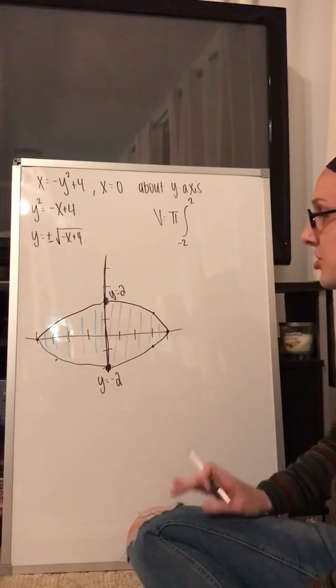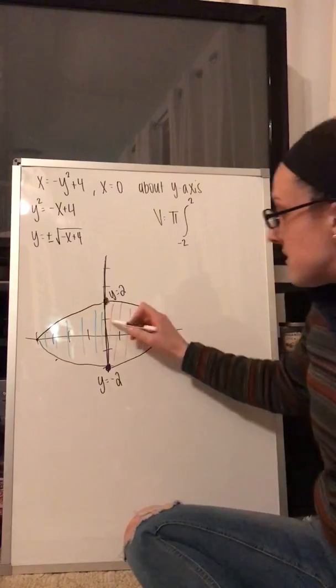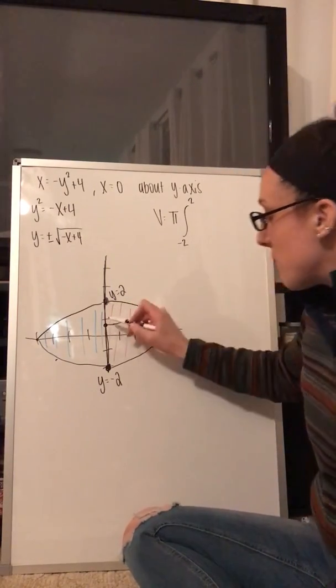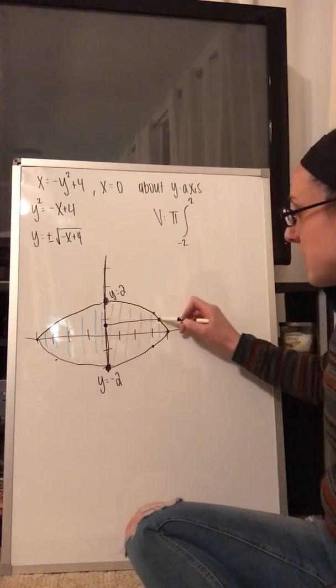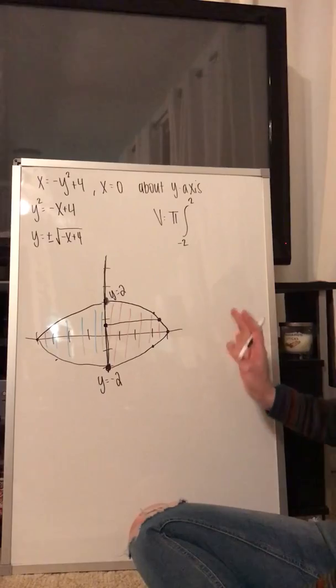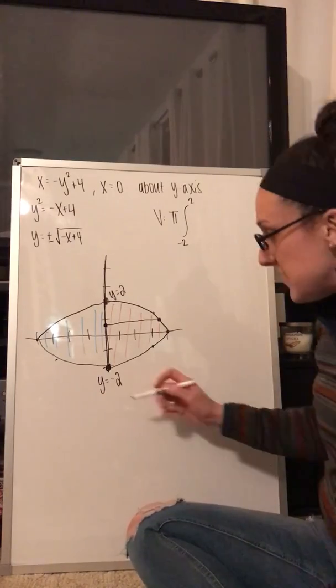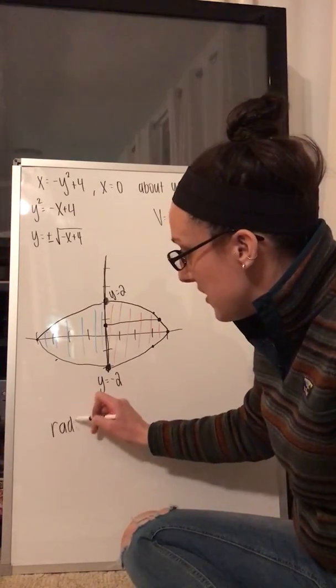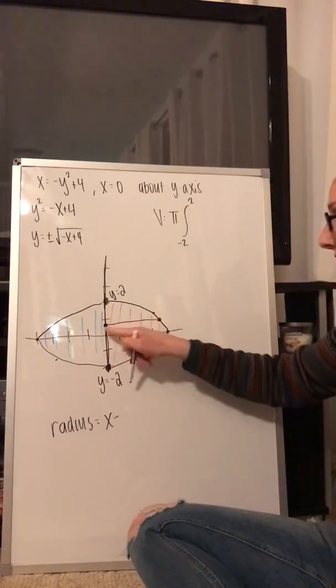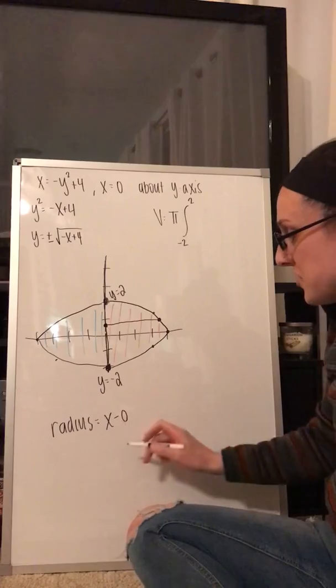And then I need to know what this radius is. So if I think about the radius of the cross section, the radius is going to go from my y-axis out to the edge of my curve. Like I was saying before in the last example, the radius is just this x distance minus my axis of rotation, which is 0.